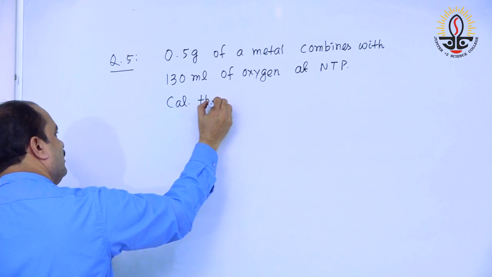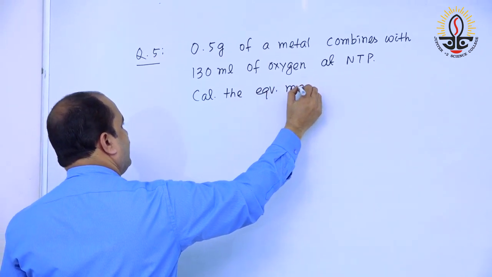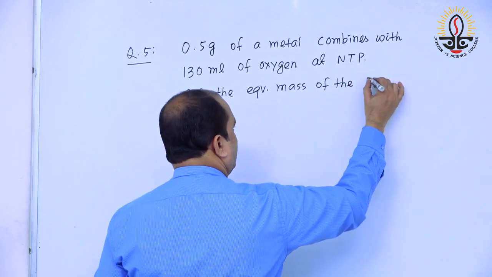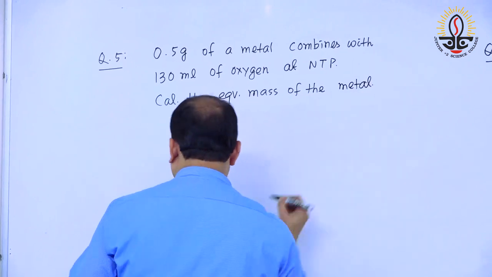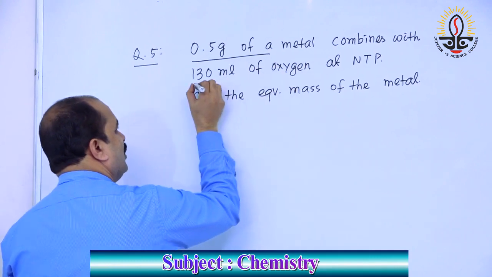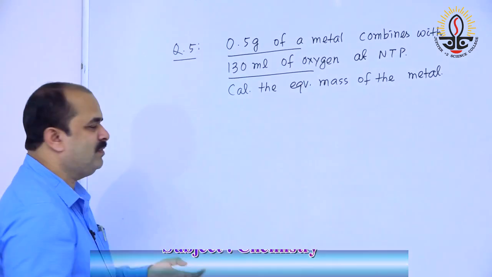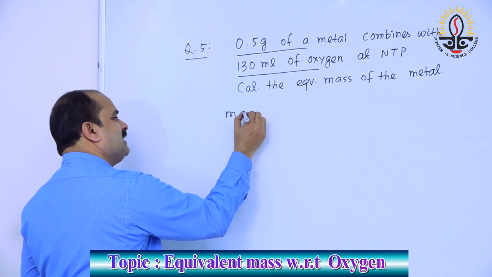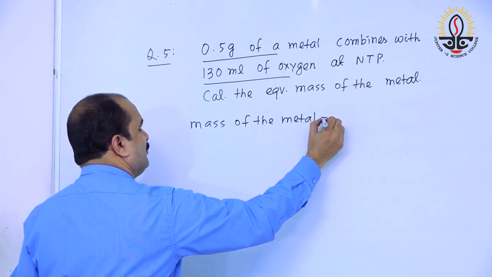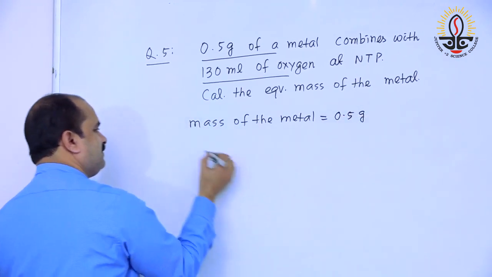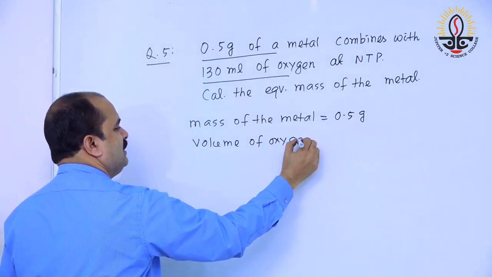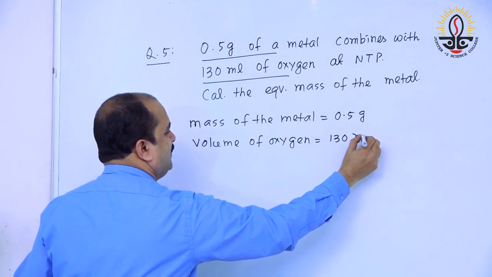Calculate the equivalent mass of the metal. We have to find out the equivalent mass of the metal. Here the mass of the metal is given, and volume is given. So with respect to volume we have to calculate first. Mass of the metal is equal to 0.5 gram. Volume of oxygen is equal to 130 milliliter.